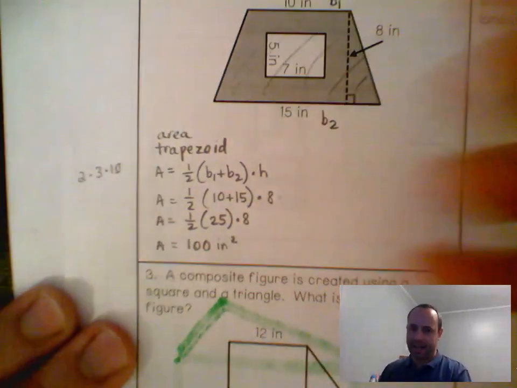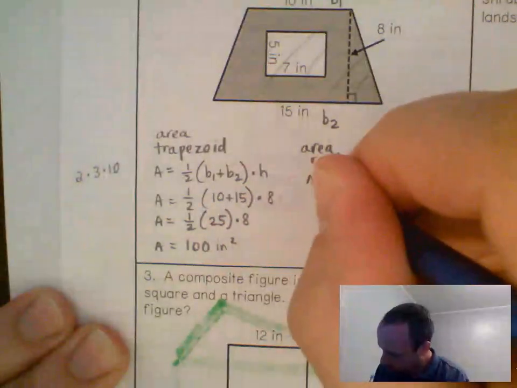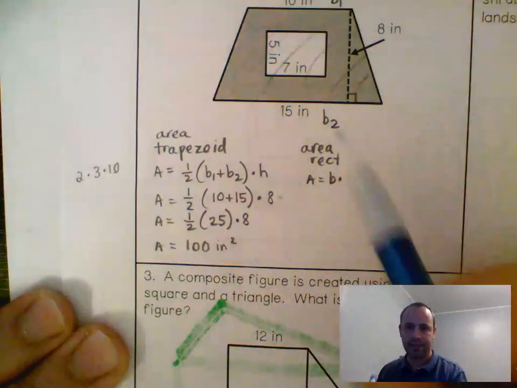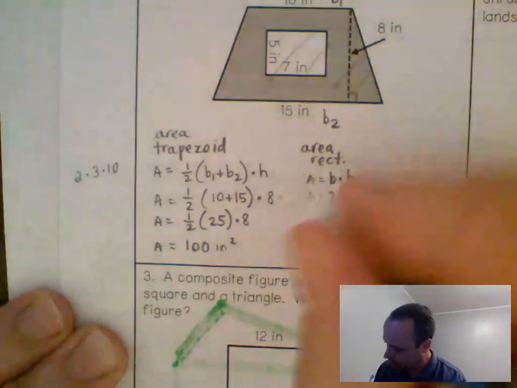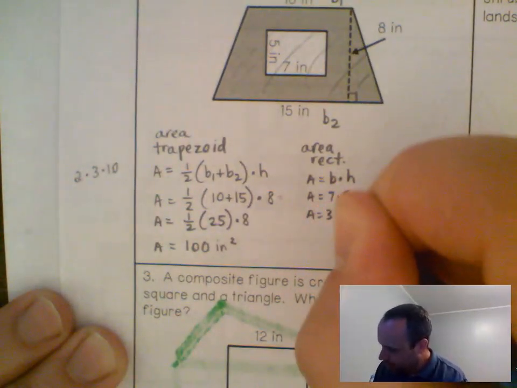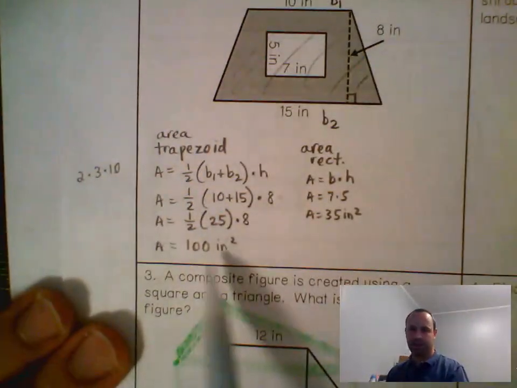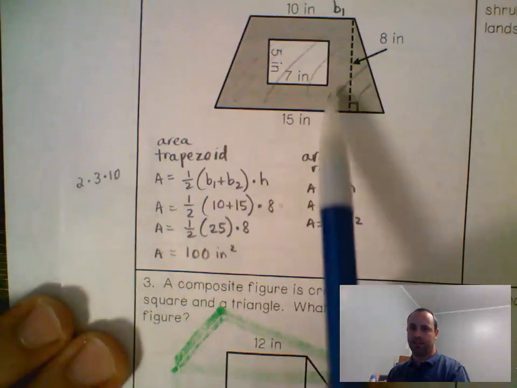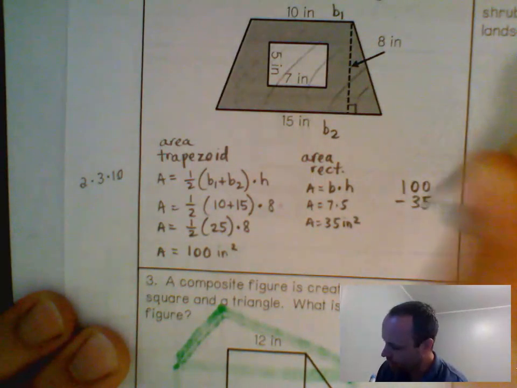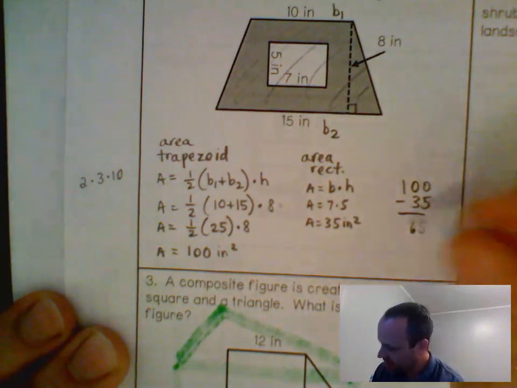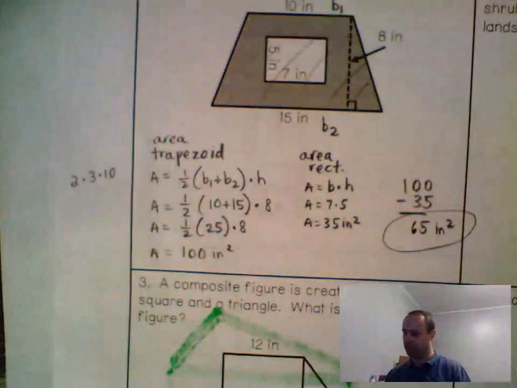The area of this rectangle is the base times the height. This one's easy, 5 times 7 or 7 times 5, and that's 35 inches squared. So if I know that the area of the whole thing is 100 and the area of that inner part is 35, then to find the area of the shaded part, I'm going to have to take 100 and take away the inner part. So my answer would be 65 inches squared. The area of the shaded region is 65 inches squared.